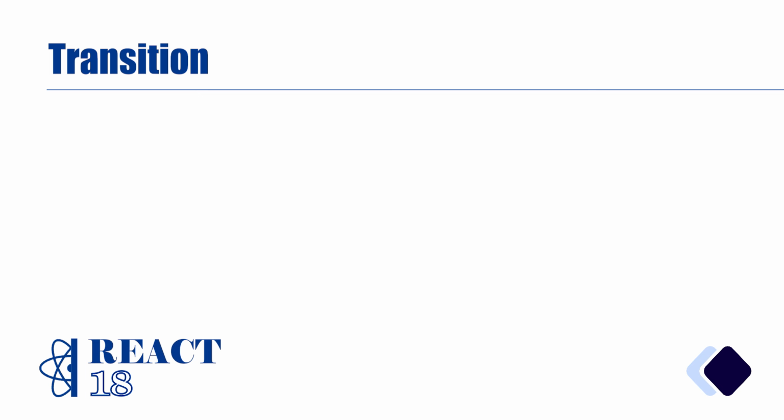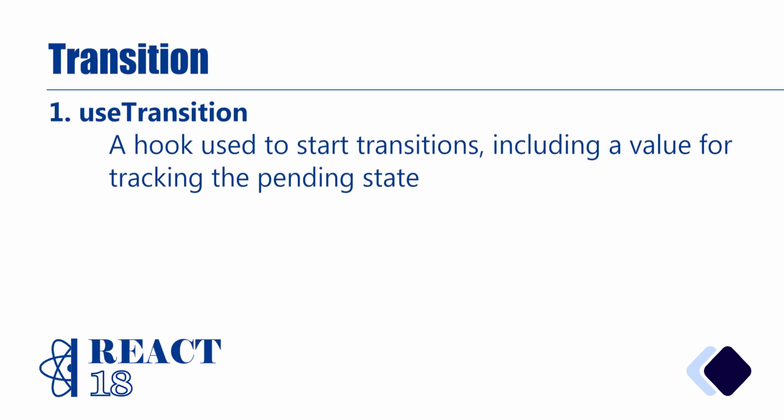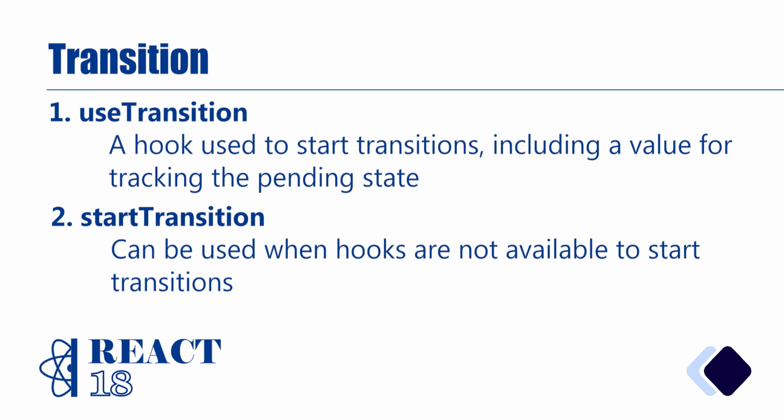There are two ways to start transitions in React 18. The first is useTransition. useTransition is a hook used to start transitions, including a value for tracking the pending state. And the second one is startTransition, which is for when hooks are not available. Developers can use this method to start transitions, that is, when you want to use transitions inside a class-based component which does not support React hooks.